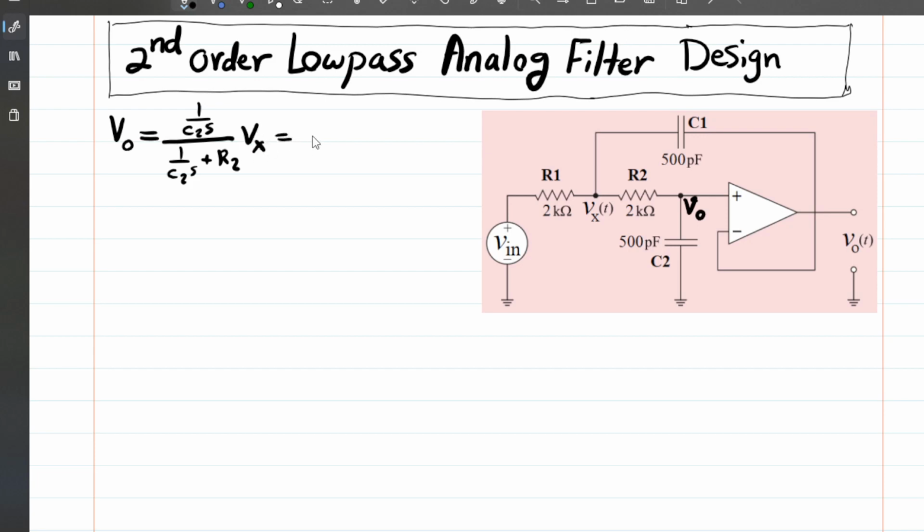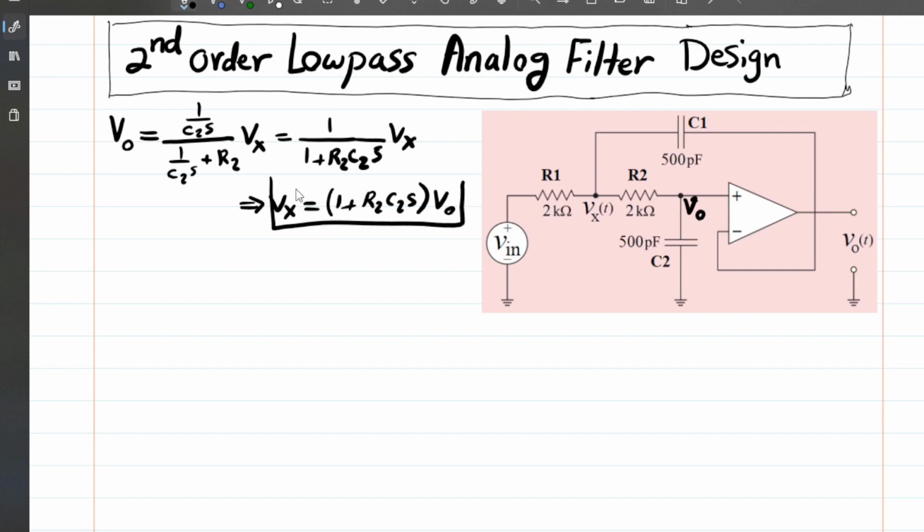If we simplify this, we get 1 over 1 plus R2 C2 s, times Vx. And from here, we obtain that Vx is simply 1 plus R2 C2 s times Vout. I'm going to keep this as equation 1. Okay, I now know Vx as a function of Vout.